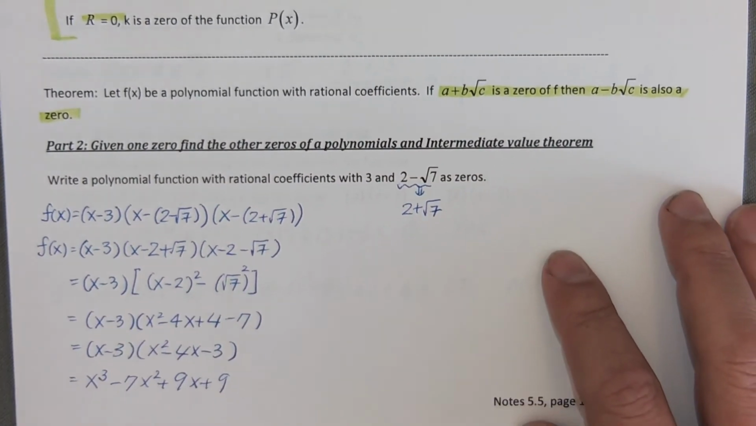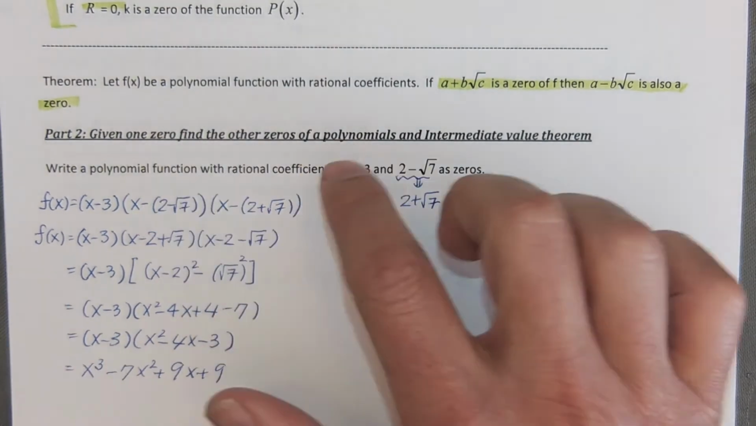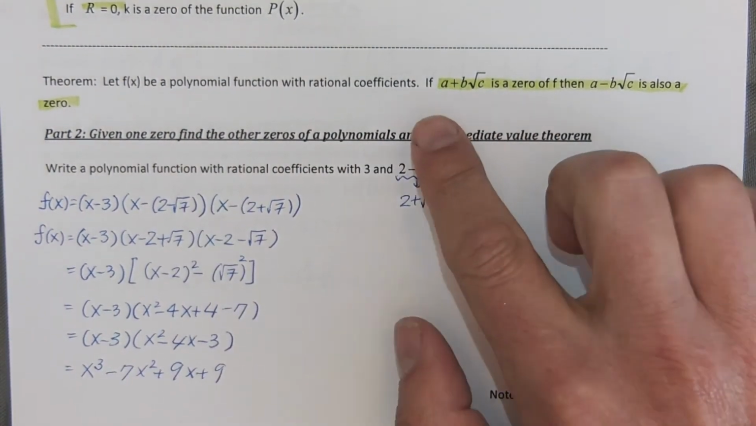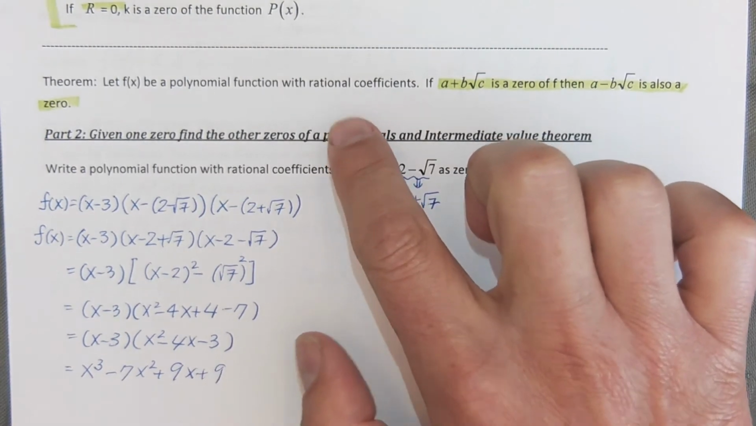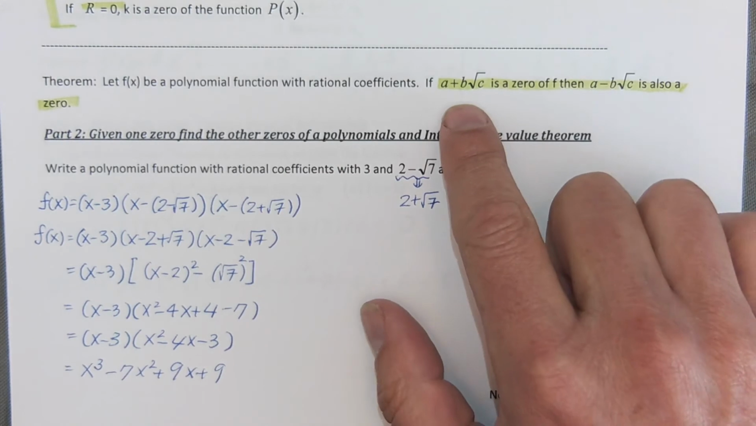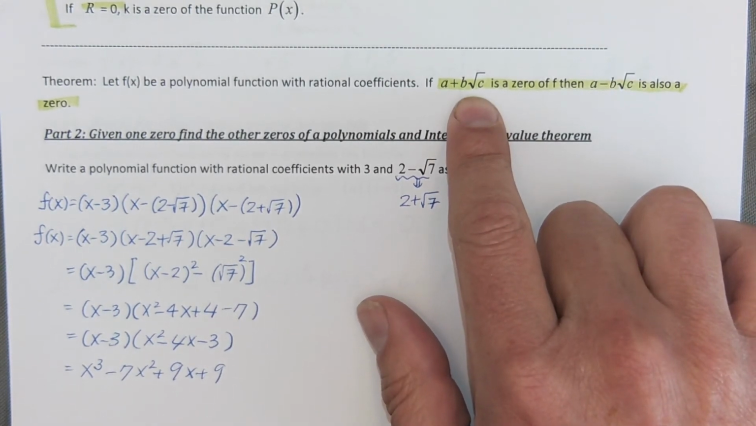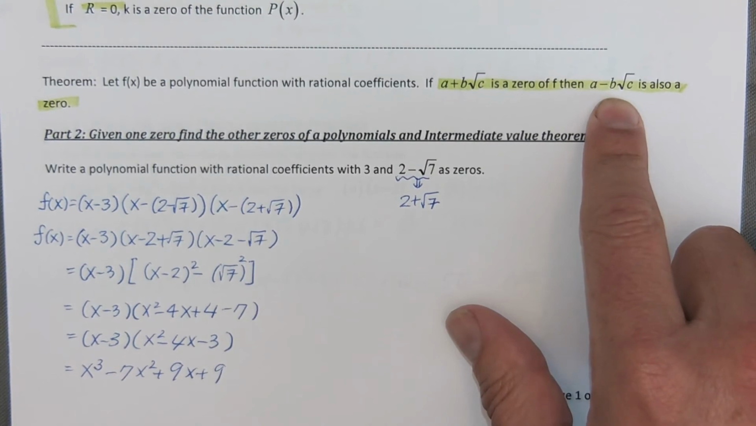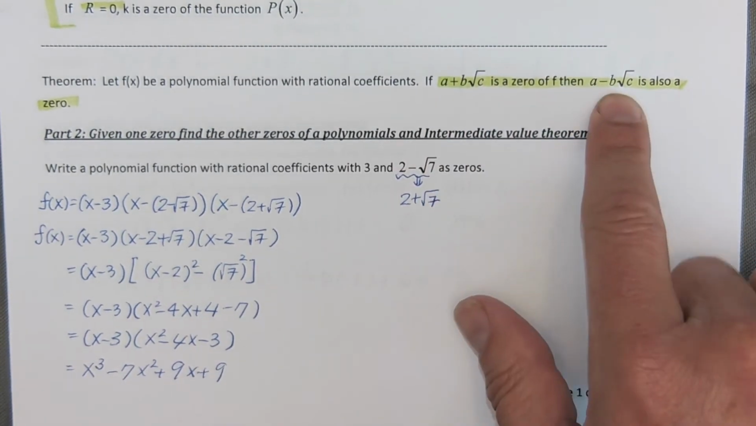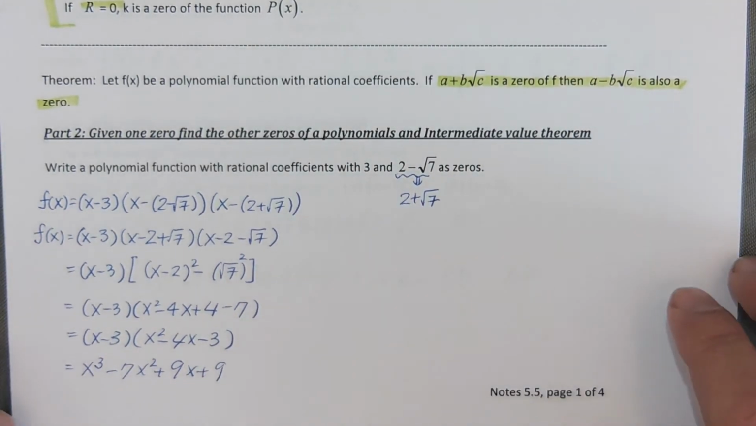So now we have a theorem that says, let f of x be a polynomial function with rational coefficients. Rational for our purposes just means fractions. We don't have radicals as part of the coefficients of the polynomial. Then if we have an irrational 0, then its conjugate is also a 0. So right away, if we know that this is a 0, then that also is going to be 0 with the minus in there. And we're going to use that right here.